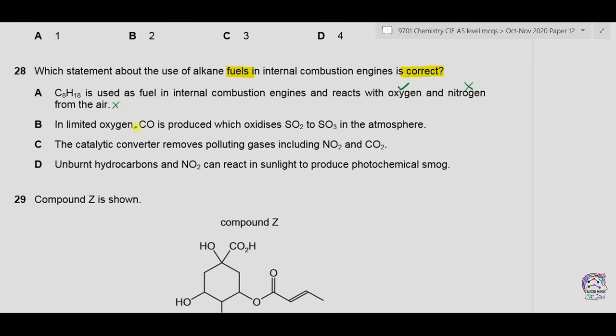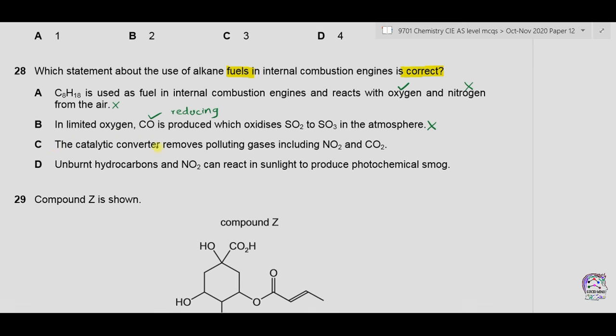B. In limited oxygen, carbon monoxide is produced, which oxidizes SO2 to SO3 in the atmosphere. When less oxygen is present, CO is produced instead of CO2. Now, carbon monoxide is not an oxidizing agent, it is actually a reducing agent. So therefore, B is incorrect.